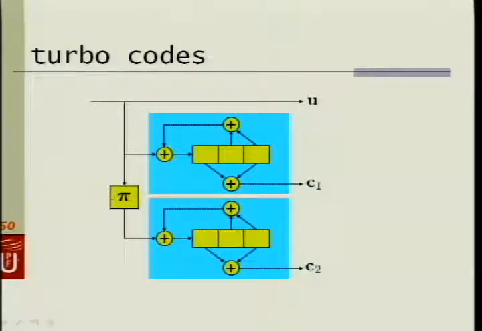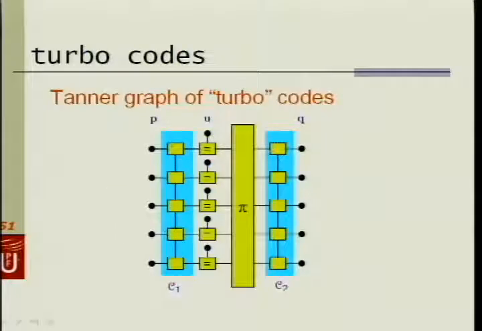Turbo codes. This is an example of a turbo code, a very good turbo code. Here we have the two convolutional encoders, systematic convolutional encoders. We see that we send over the channel only the parity part. And the tanner graph, as we have seen before, is done like this, where the first block on the left describes the convolutional code C1, this describes convolutional code C2, and this is the structure.